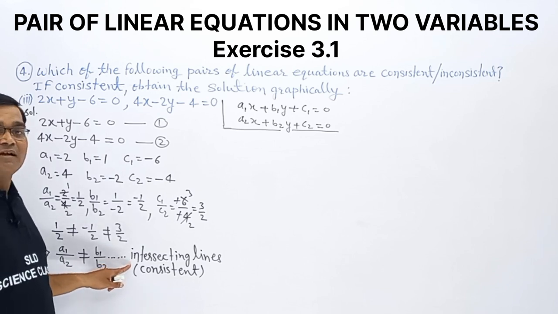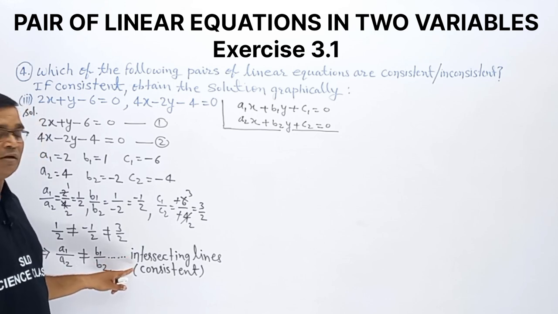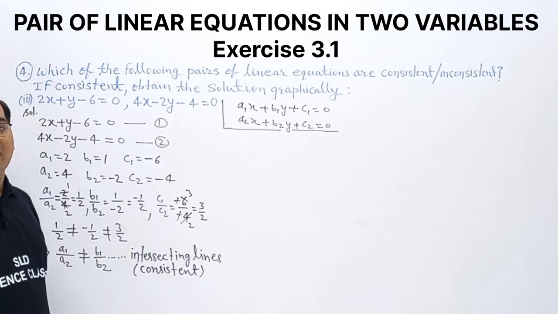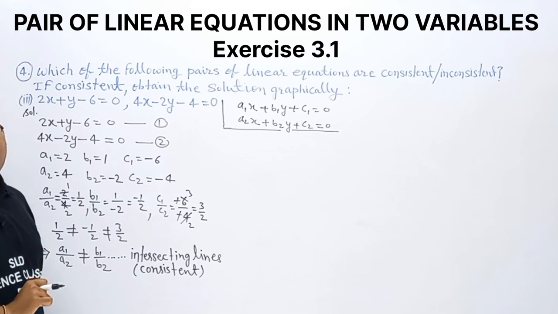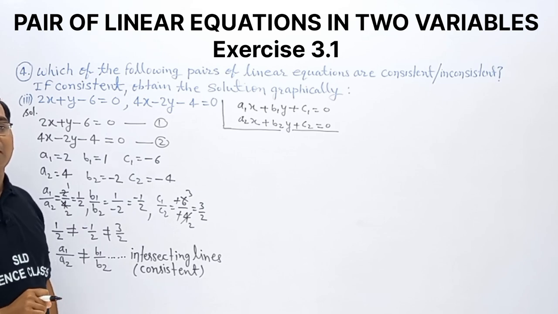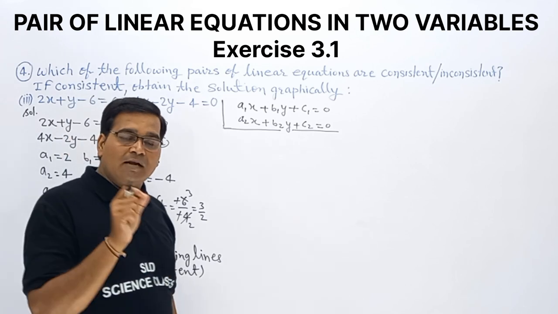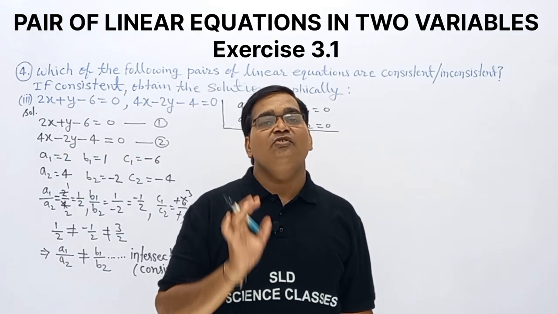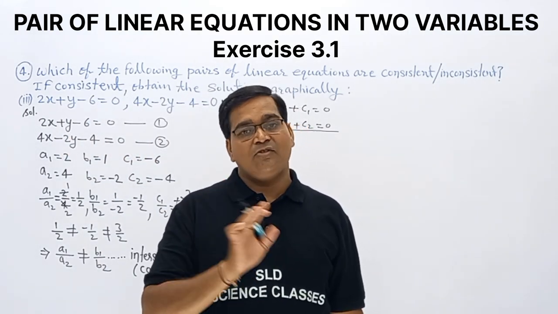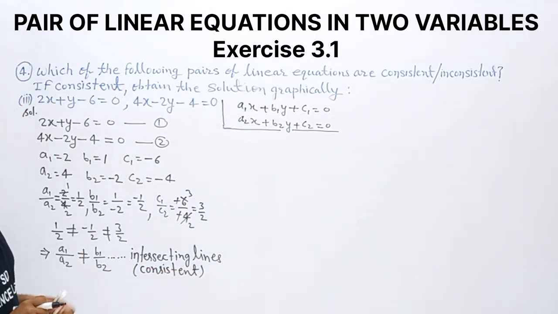A pair of linear equations is consistent when we have intersecting lines, or coincident lines. In that case, the pair of linear equations in two variables will be consistent. Once we have parallel lines, we get an inconsistent system. Clear?